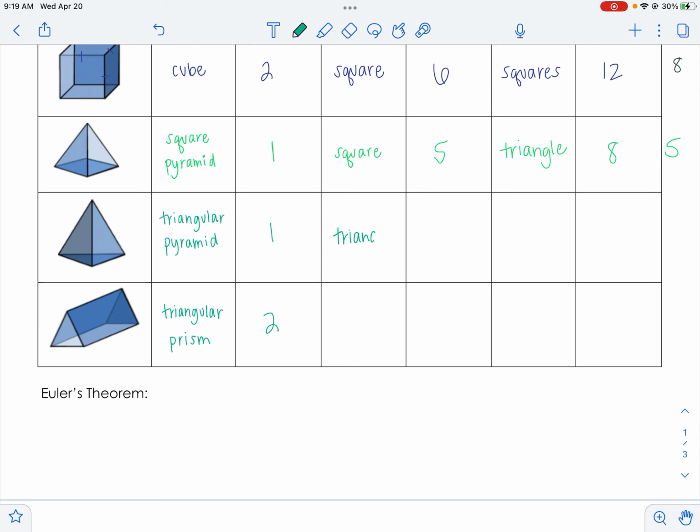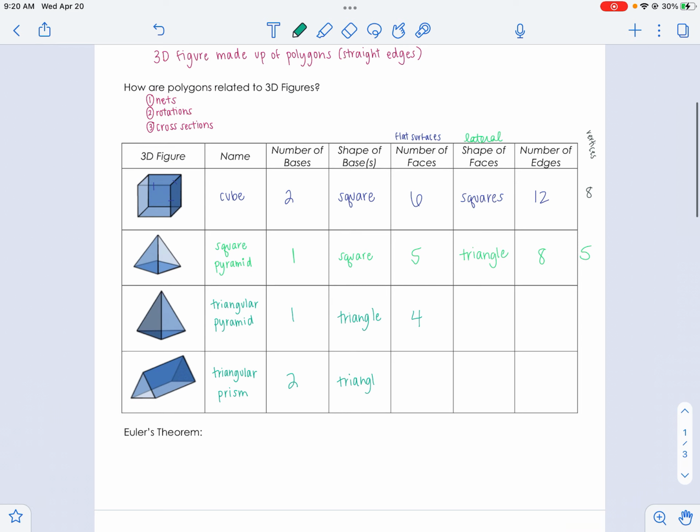So what's the shape of the base? Well, they're both triangles. If we go through, how many faces does this one have? So think, I have the base, and then I have a triangle on each side, so that would be 4 faces total. And if it's a pyramid, remember those lateral faces, all I have in that shape are triangles. If we count the edges, there should be 6. And then if I count the points, well, there's only 3. Vertices, I mean 4.